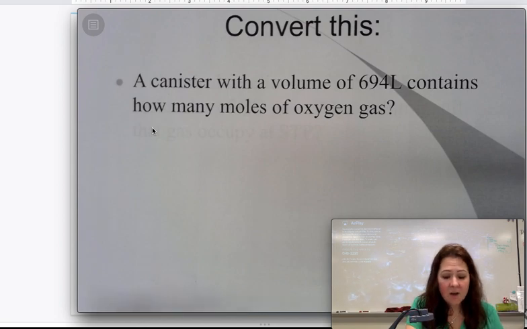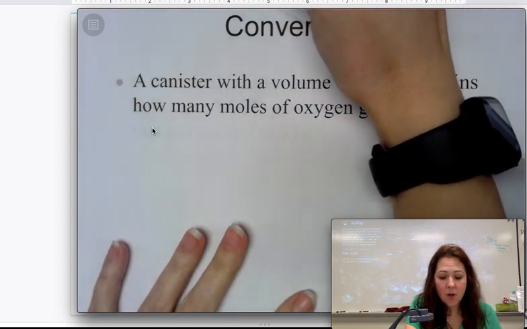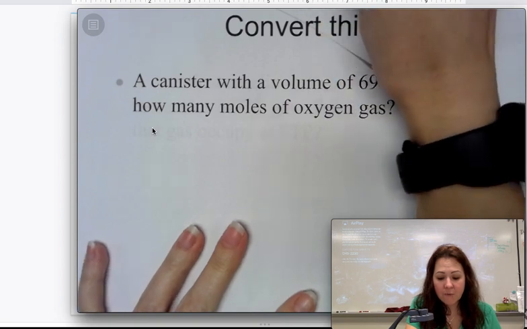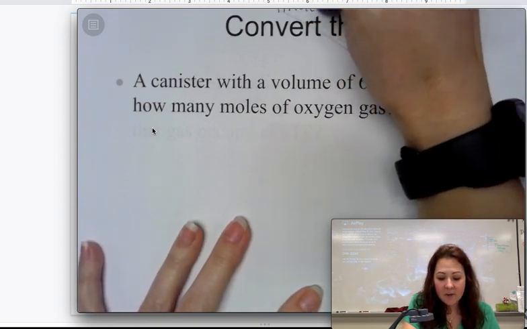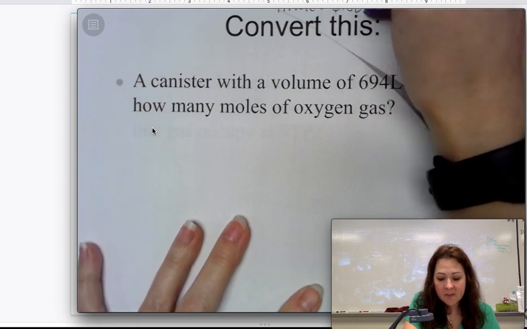So we have our conversion factors. 1 mole is equal to 22.4 liters. 1 mole is equal to Avogadro's number, and that's particles.